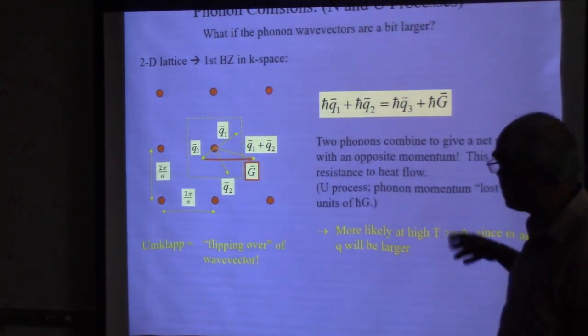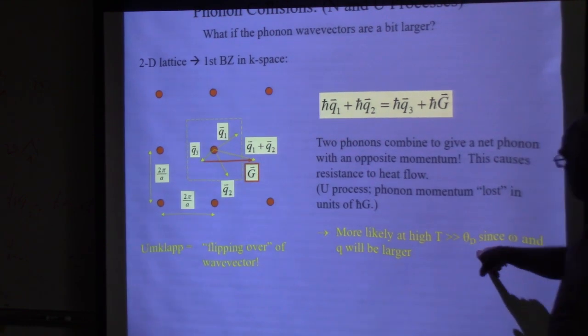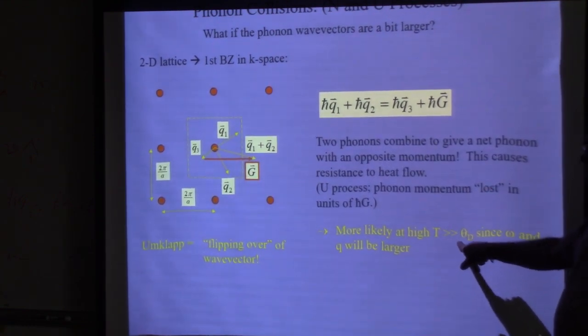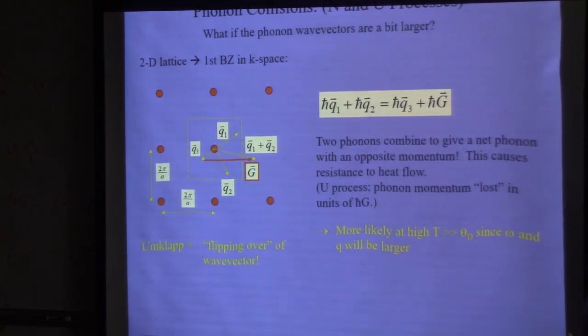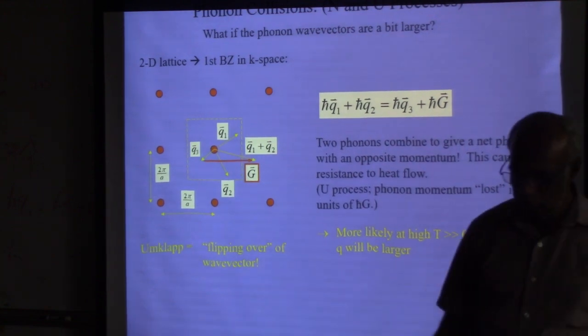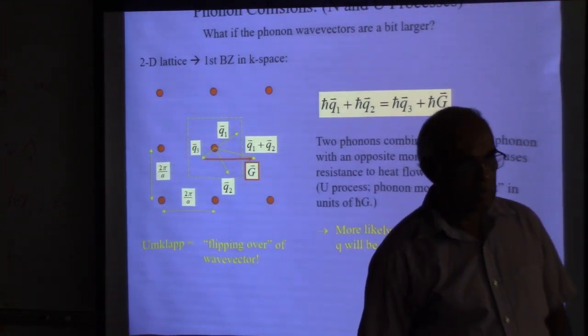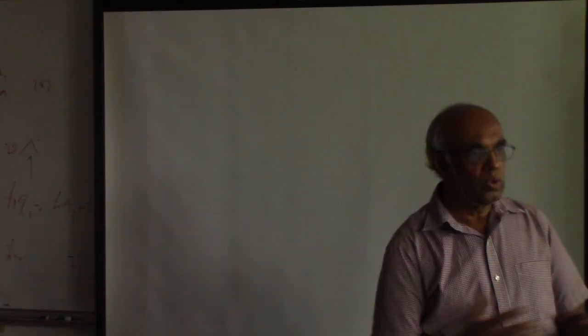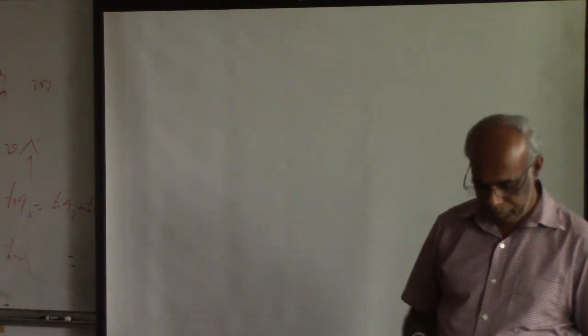So this usually happens at much higher temperatures compared to the Debye temperature. So in the N process, is there any gain? Not gain, so there's no loss. No loss. Yeah. Okay.